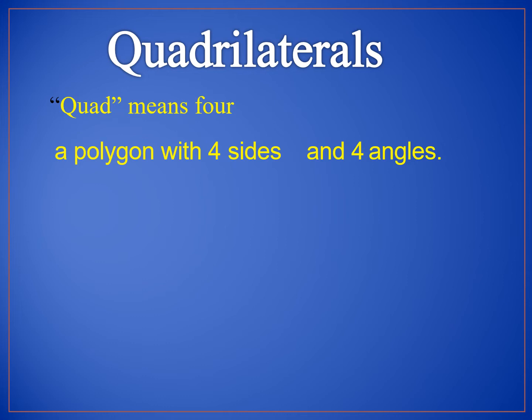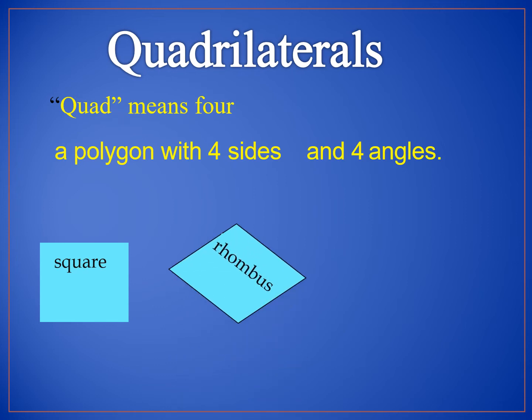So the quadrilateral, guys, is the name of any shape that has four sides and four angles, like many shapes you know. The first one is a square. Of course, for the square, there are four sides and four angles. Okay, what else? Like the rhombus, which looks like a diamond.